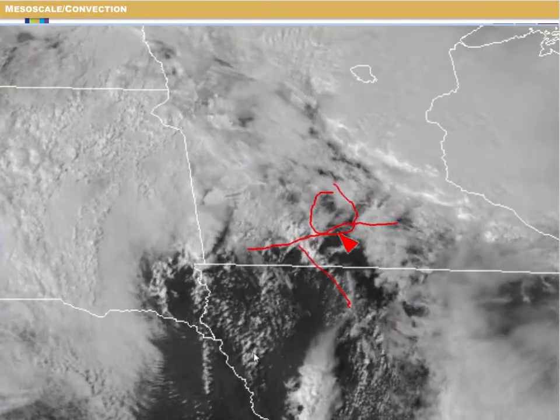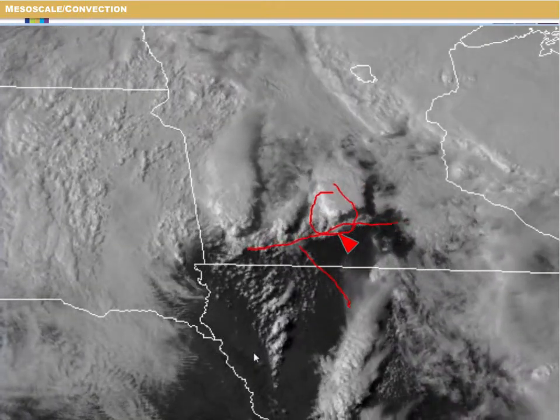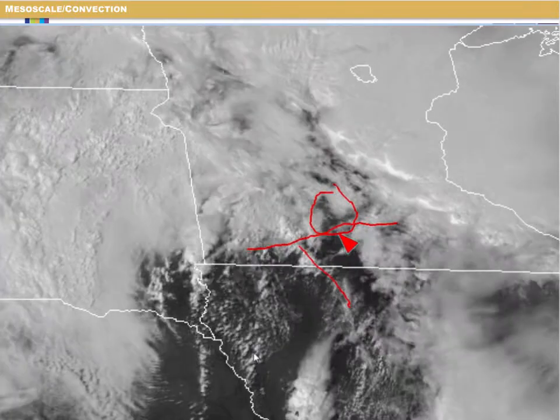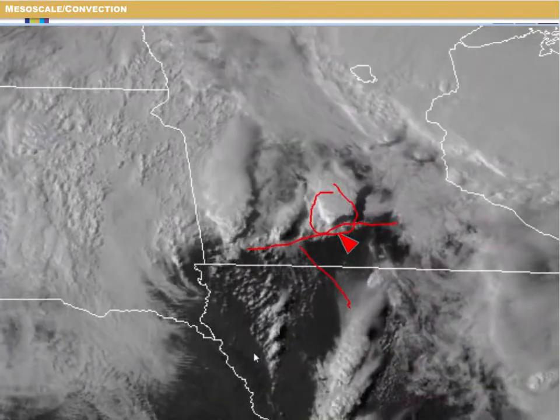It allows you to see these features in so much greater detail than GOES with the advanced 1-minute imagery, and also what you'll have with GOES-R, the better spatial resolution as well.